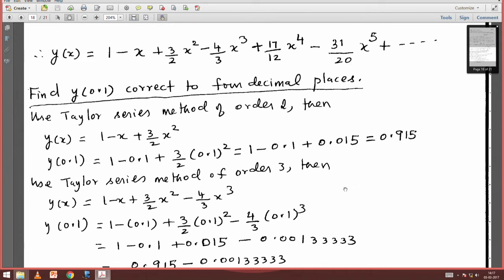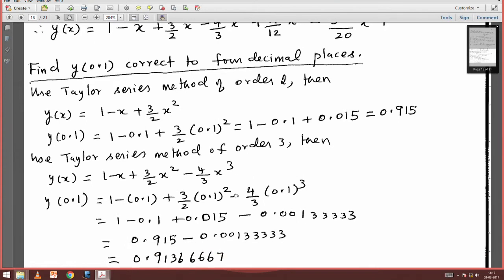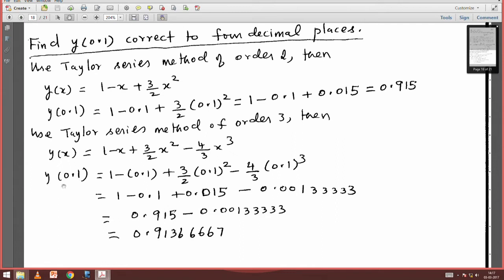Alright, since I want a solution correct to 4 decimal places, let me use a Taylor series method of order 3 now. Namely, I include the next term and then substitute x is equal to 0.1 and evaluate y at 0.1. Then I end up with a value which is 0.91366667. So, with the third order method it is this value. With the second order method the value of y at 0.1 is 0.915. I observe that they differ even at the third decimal place.